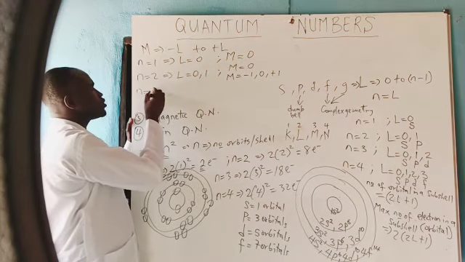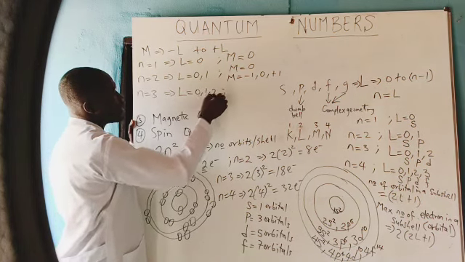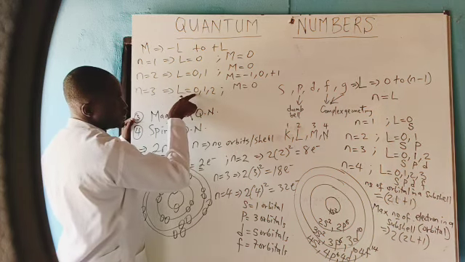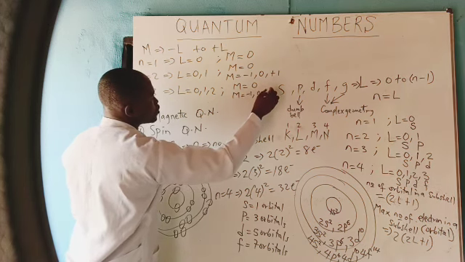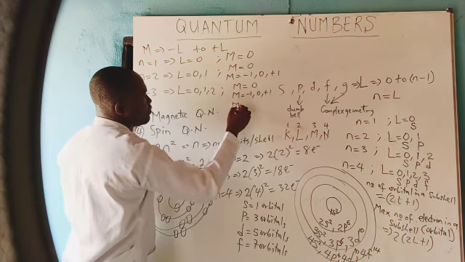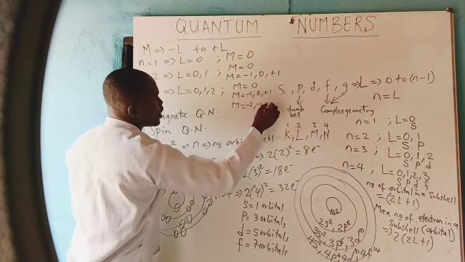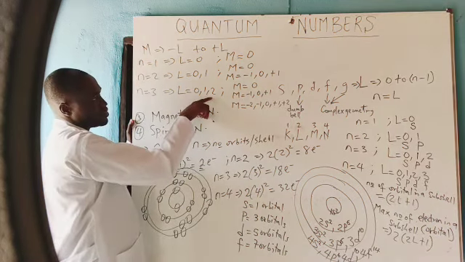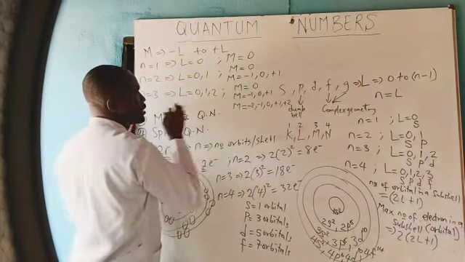Then for n equals 3, we also say that L will be equal to 0, 1, and 2. Therefore, m will be equal to 0 when L is 0, minus 1, 0, and plus 1 when L is equal to 1, and also m is equal to minus 2, minus 1, 0, plus 1, and plus 2. So that is how you also do it for the one of n equals 4. You also get it.